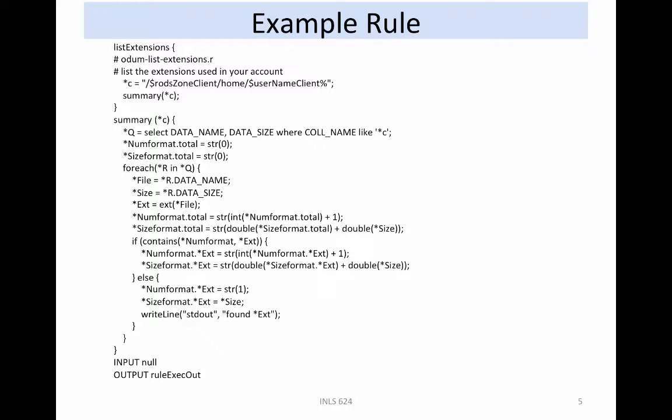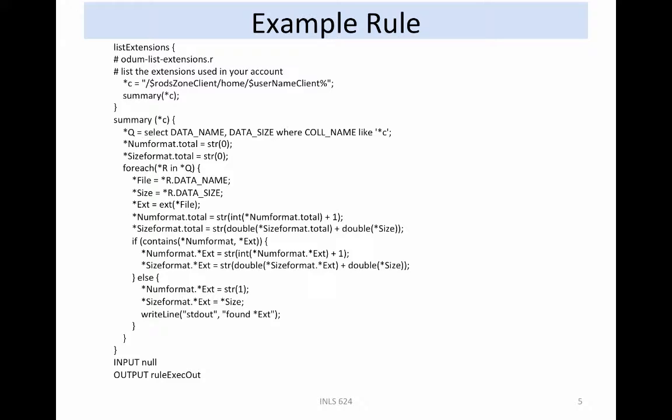A rule that employs dynamically created lists is shown here. The rule creates a workflow variable *C to define recursively all of the collections within a home user account. This is done by appending a % sign to the home collection path name. A rule function, summary, is then called to list the number of files and size of files for all extensions used within the home collection.